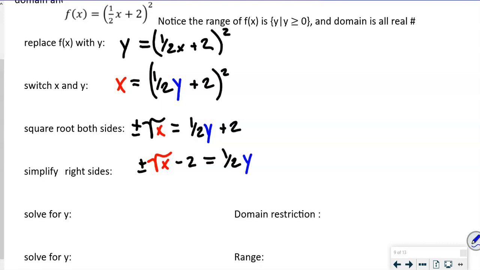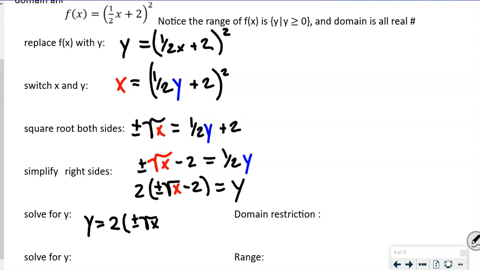Okay, so how do I get rid of 1/2? Yes, multiply both sides by 2. So my next one is going to be 2 times (plus or minus the square root of x, minus 2) equals y. So that is our inverse function. I'm going to rewrite it here: y is equal to 2 times (plus or minus the square root of x) minus 2, okay?